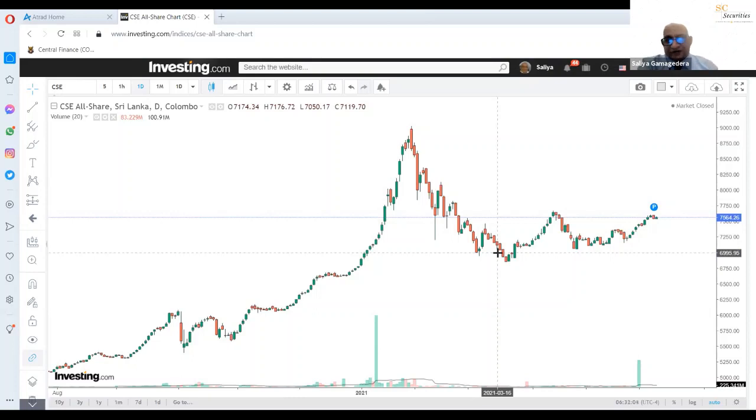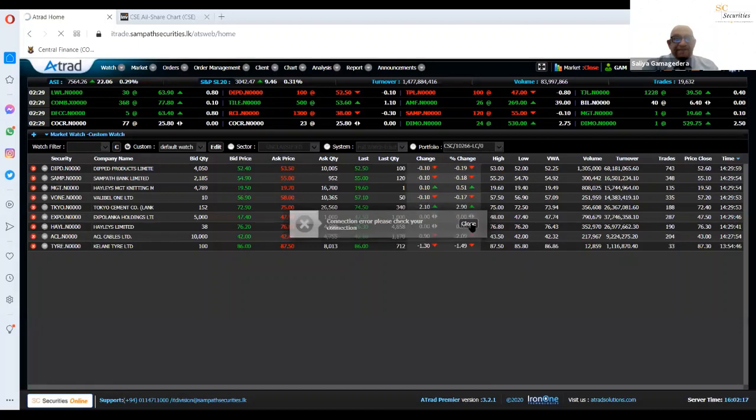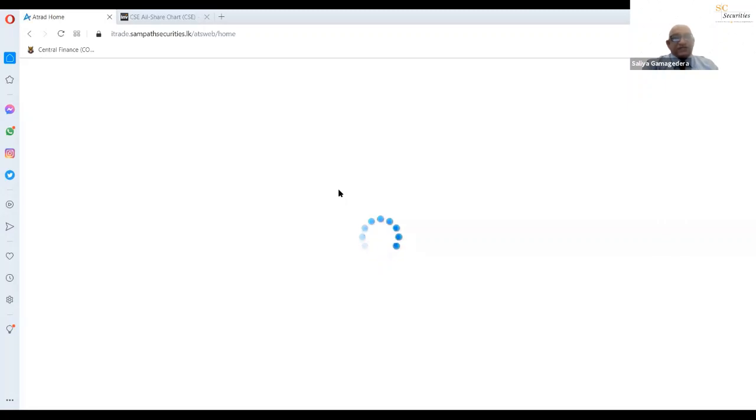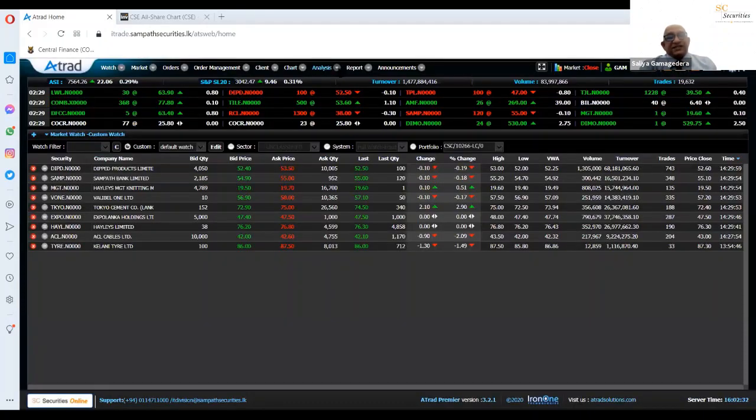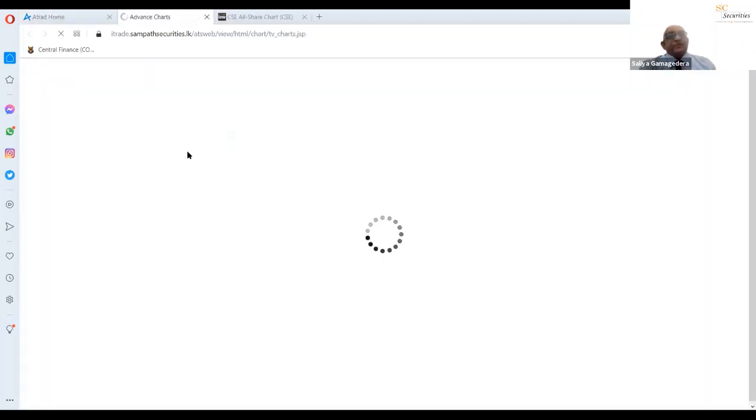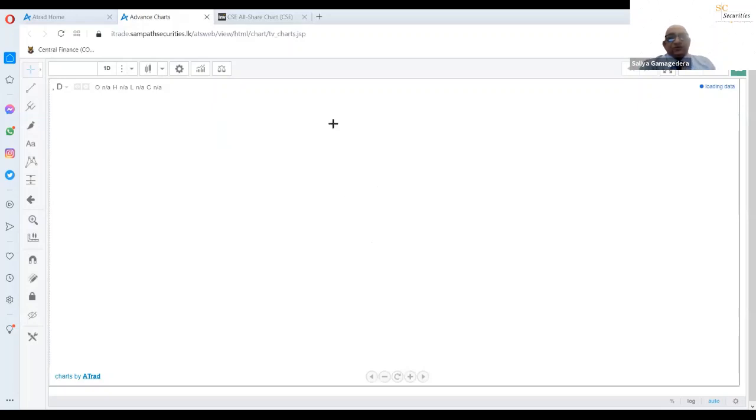But there is one difference here. In the case of shorter time frames, the data available in the ATRAD is minimal. Therefore, let's see if I have time. If you connect to the ATRAD terminal, you will see under the feature called analysis, you click on it, move into advanced charts, click there, you will come into a different tab with this window.